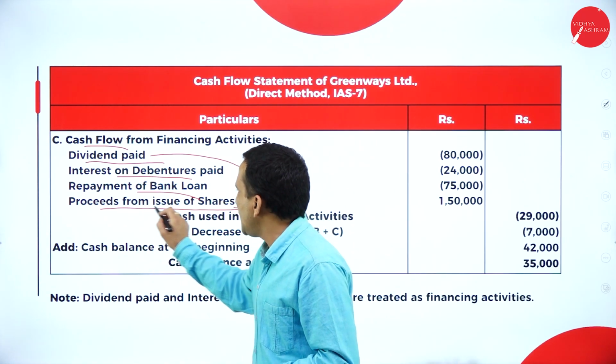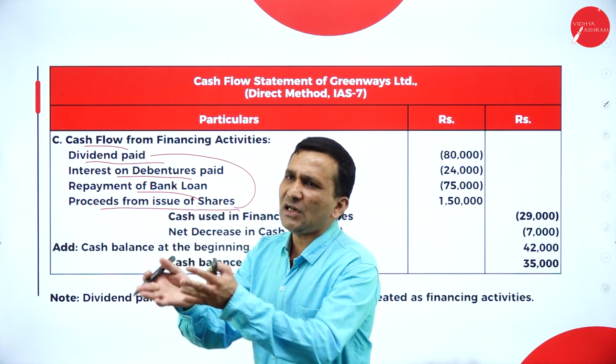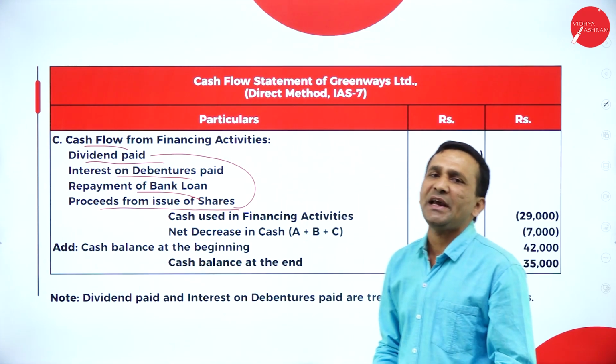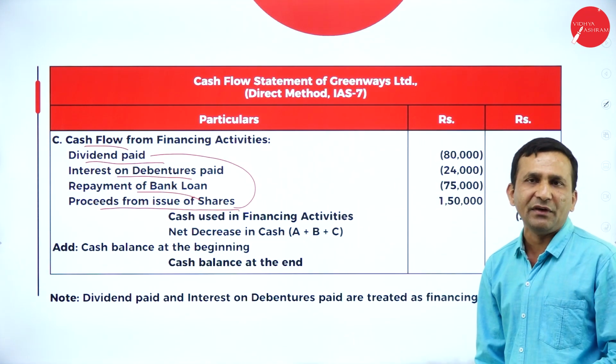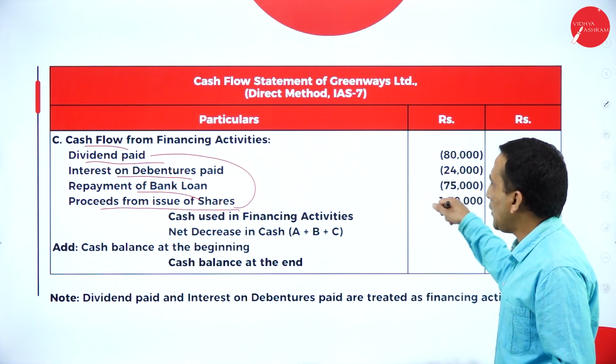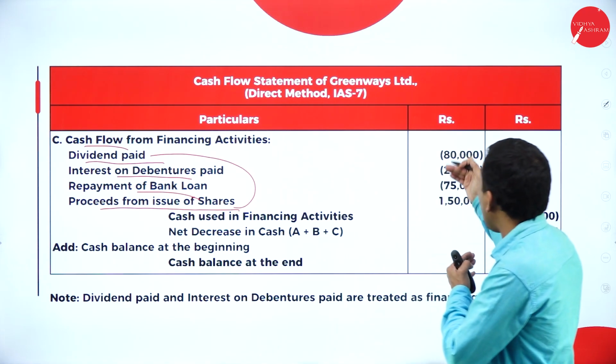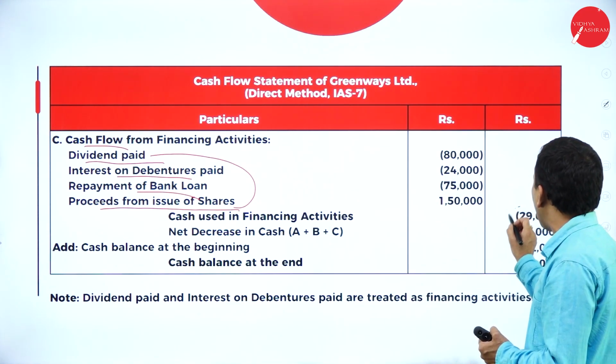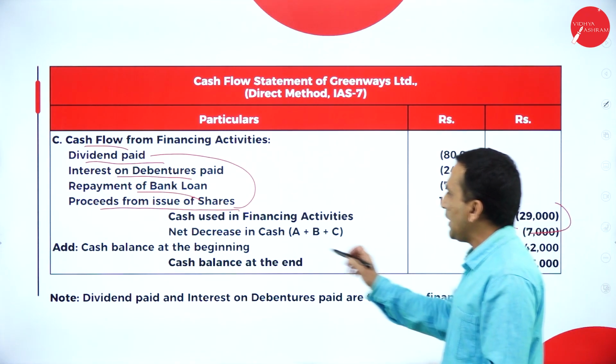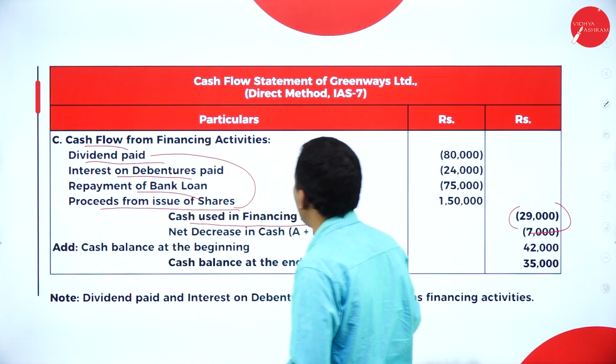So here, proceeds from the issue of shares, at the time of issuing shares you are receiving cash, which is a positive sign, 1,50,000. Because of issuing shares, you are paying a dividend. Whether positive or negative, you are getting a negative balance here. So we call it cash used for the financial activity.